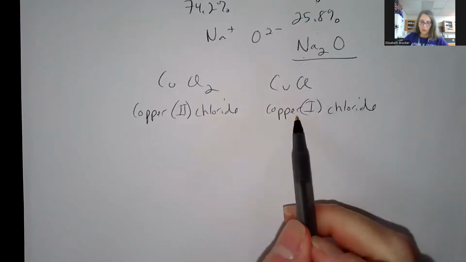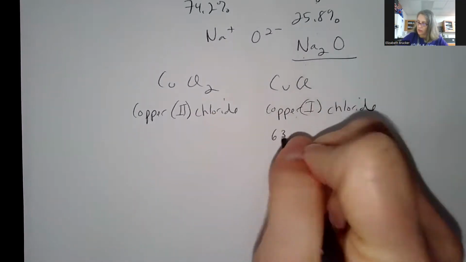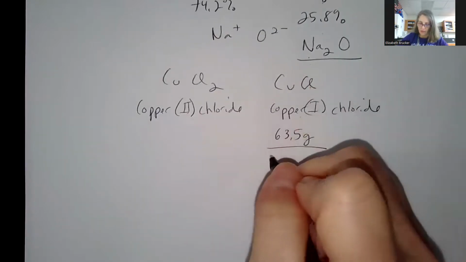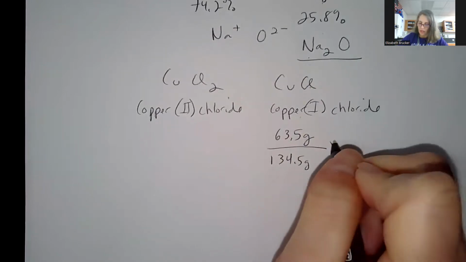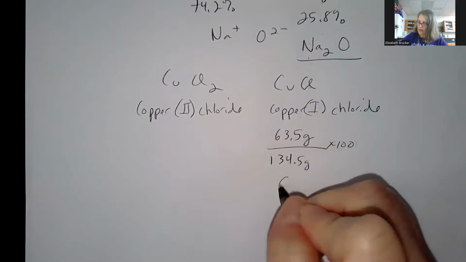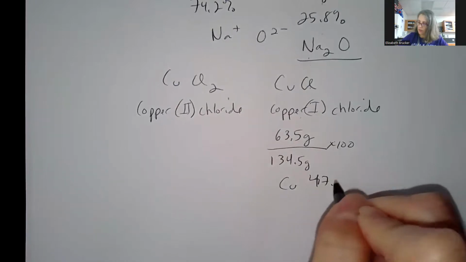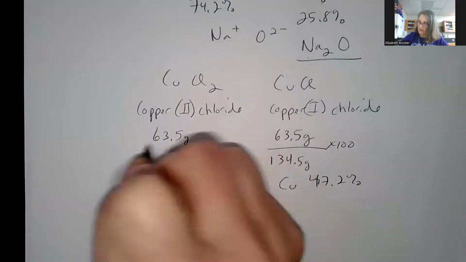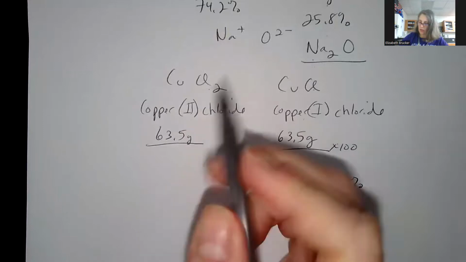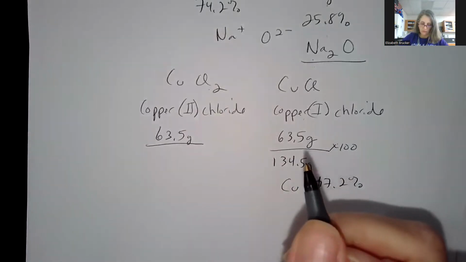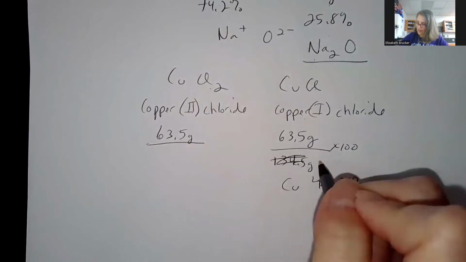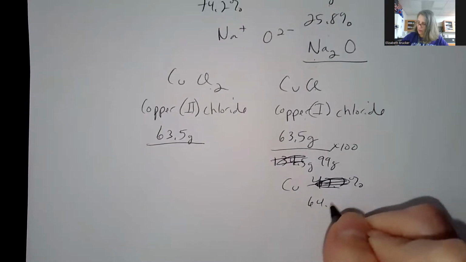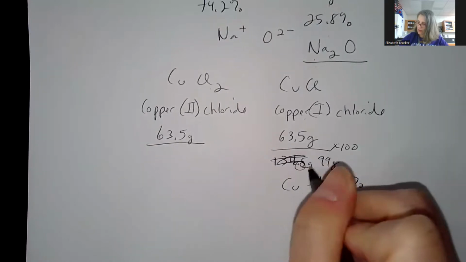Well, if I do the copper 1, I have 1 copper, which is 63.5. And if I add it to chlorine, which is 35.5, I get around 99 grams, and multiply it by 100, I see that copper in there is about 64.1%. Looking at my notes wrong. Again, copper 2, 63.5, the difference is going to be I have 2 chlorines, so it's going to have 134.5 grams.